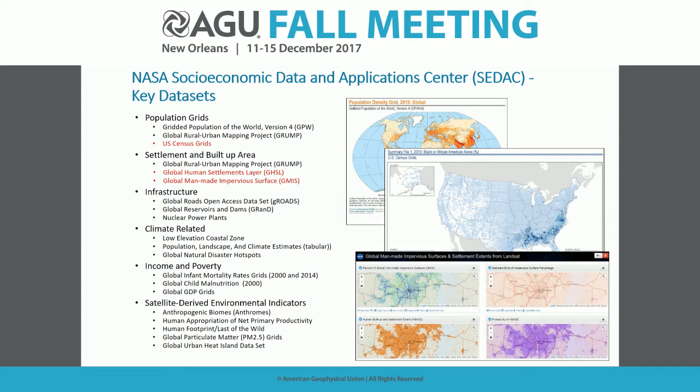And then this is a gridded new data set we actually just released yesterday. It's called the Global Man-Made Impervious Surface and Settlement Extents from Landsat. It was produced by Eric Brown de Colstoun at NASA Goddard Space Flight Center, and we are now distributing that through CIESIN. A number of other data sets in the list include infrastructure data, climate-related data sets, including low-elevation coastal zone data, by country, essentially representing the populations in the land areas in those low-elevation coastal zones. Income and poverty and satellite-derived environmental indicators are examples of some of the types of data that we distribute.